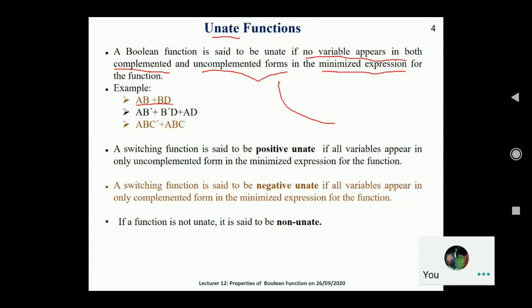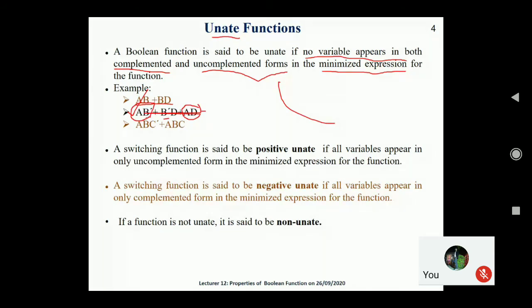Sir, because there is a complement form. It consists of both complemented and uncomplemented form. No, this one is the valid unit function. Now I am giving the justification. See here, considering the first term a b bar, a appears in this term, and a appears in another term too. Here a is uncomplemented, and in the first term also a is uncomplemented. So for a it is okay.